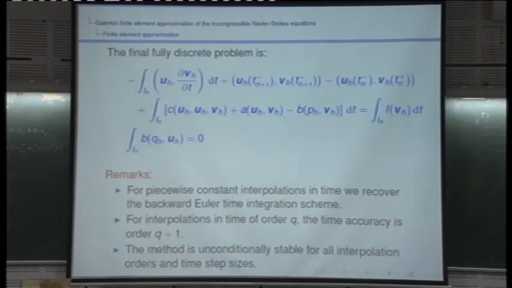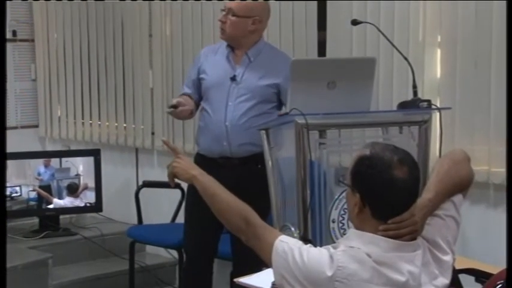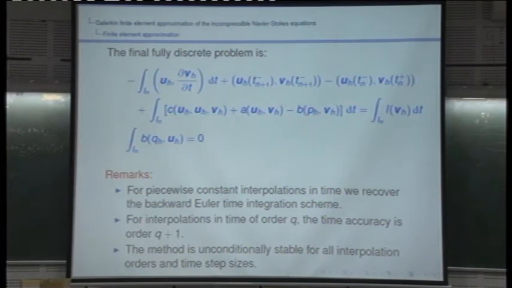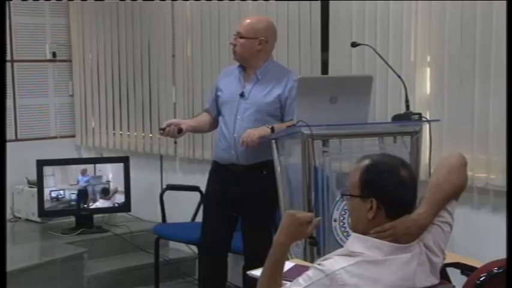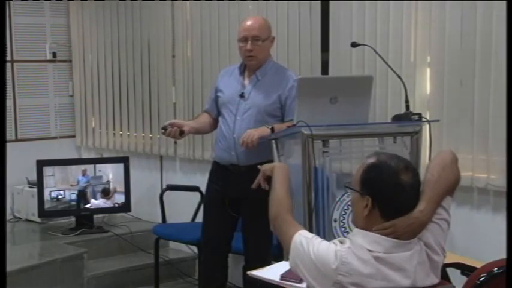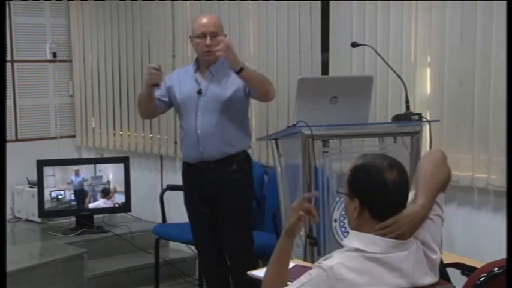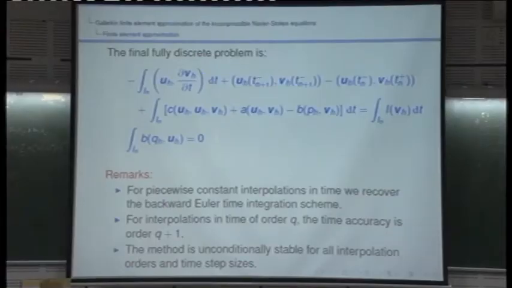This is equivalent to the DG formulation in time, correct? Yes. So this comment, that it is unconditionally stable, holds for all interpolation orders and time step sizes. For all methods, it's unconditionally stable. It is not difficult to show that. So you don't have to worry about the size of the time step. You can use time steps as large as you want.